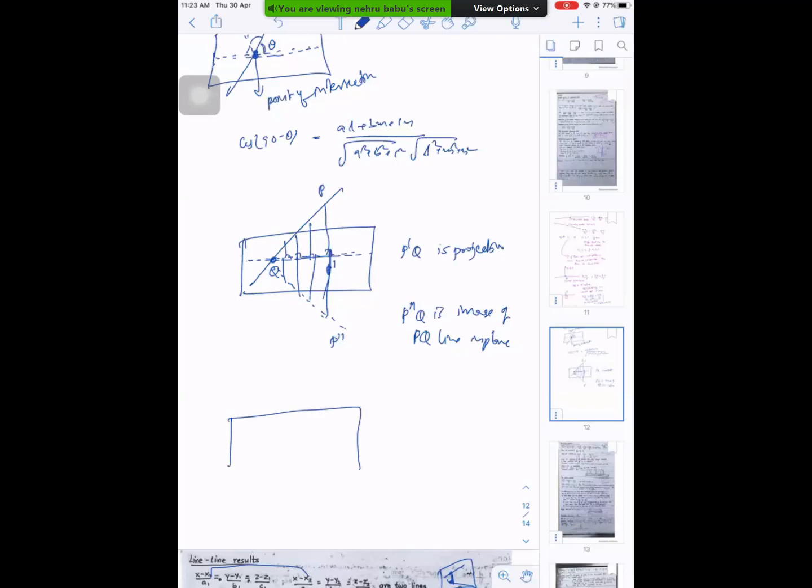Now, if they are giving this problem, we already discussed it. If this is the P1 equal to 0 plane, and they are giving a line here, and this line is the intersection of two planes, for example, this is P2 equal to 0, this is P3 equal to 0, then how to find the projection of this in this case?